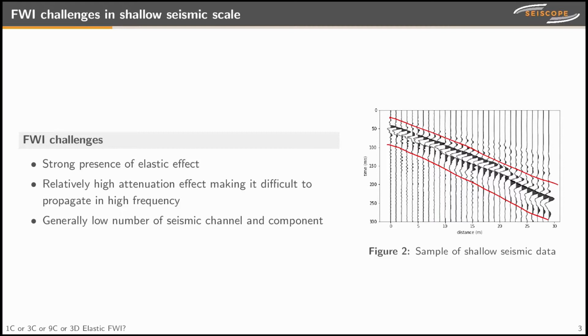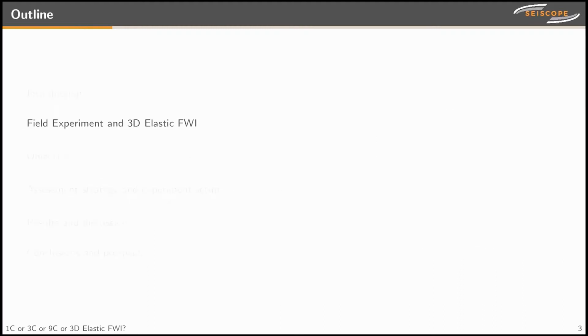The second thing is that we have a relatively high attenuation effect, usually in near surface or shallow seismic scale, which makes it difficult to propagate high frequency. Because when we go towards higher and higher frequency, we have less and less information about the medium due to this high attenuation effect. The next challenge is that we generally have a low number of seismic channels, and it is quite rare to have the application of multi-component source and multi-component receiver, especially multi-component source.